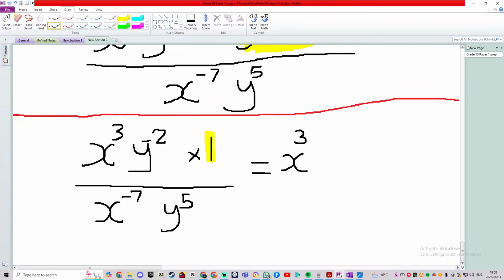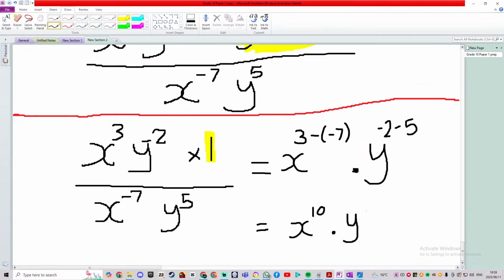And if I have the same basis, I simply subtract all of the exponents with that same base. Fortunately, we only have 1 x on top, 1 x at the bottom. So it's 3 minus the negative 7 that's at the bottom, multiply by y, that is negative 2 minus the 5 that's at the bottom there. Okay? And that is what you have over there. You're not done. These two negatives will be a positive. So it's going to be 3 plus 7. So it is x to the power of 10 times y to the power of minus 2 minus 5, y to the power of minus 7.